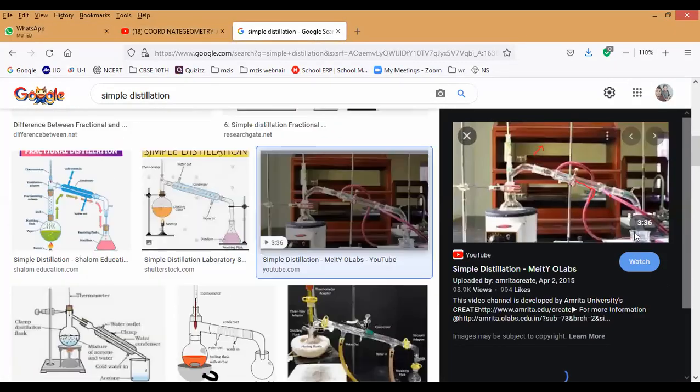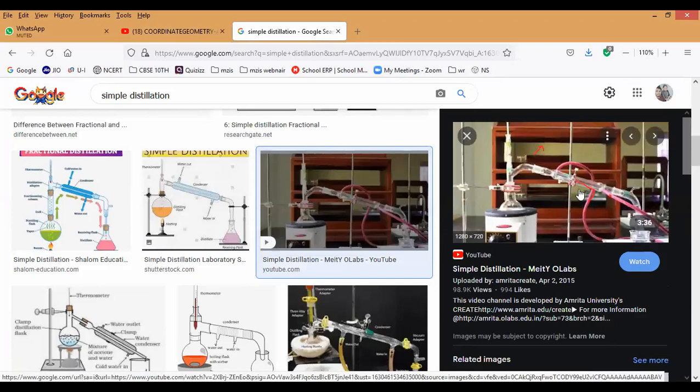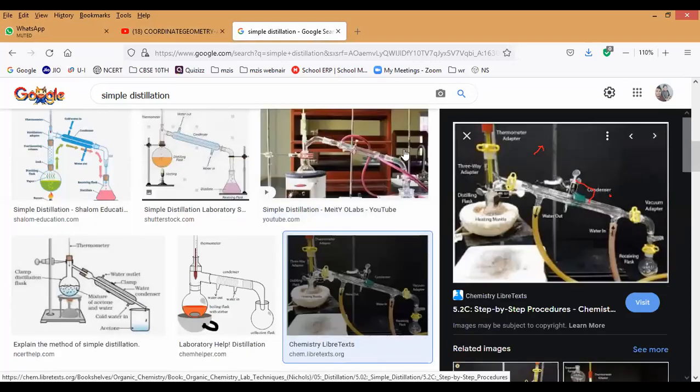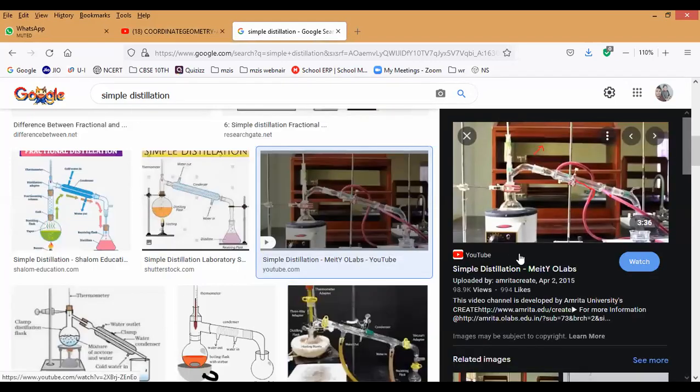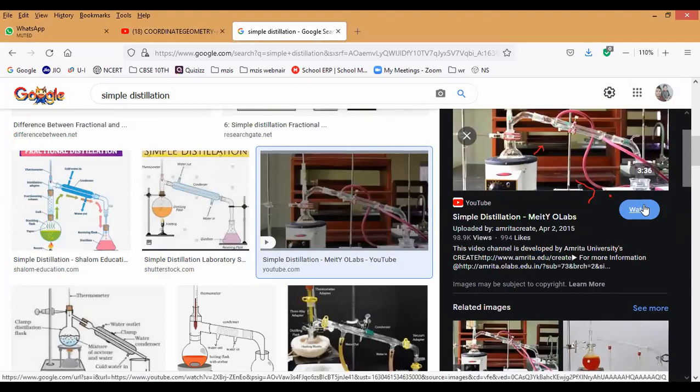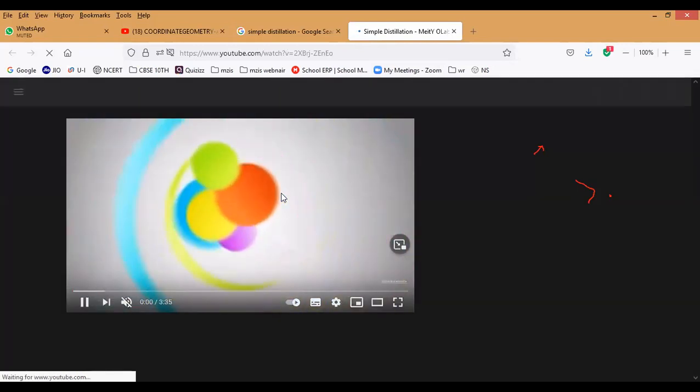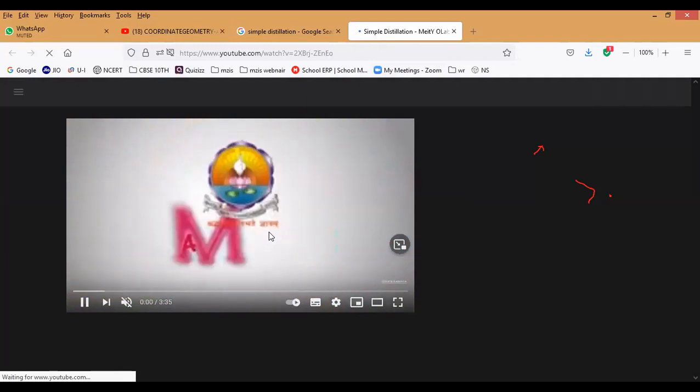This is the real experimental setup of simple distillation. Distillation we can also call simple distillation. Watch this video, you may understand more clearly. Observe very carefully, all of you.